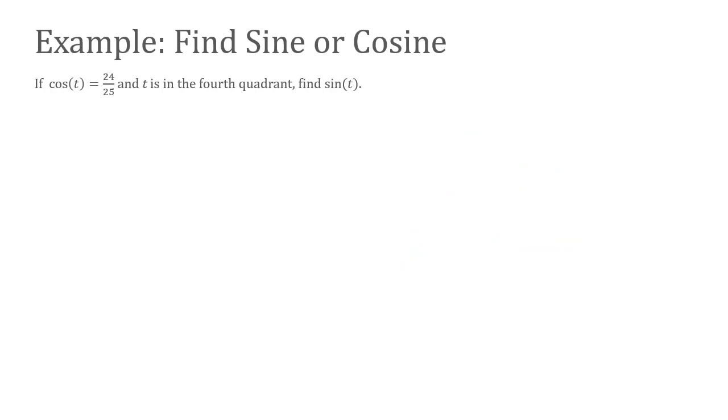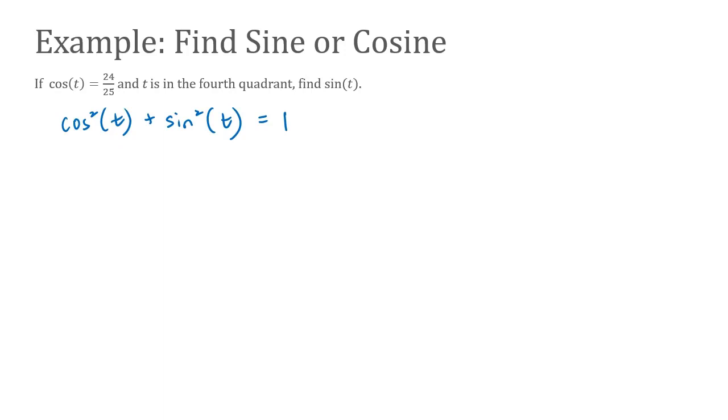Now we have another way of finding the sine or cosine of an angle. So let's go back to an example that you may have seen me work out previously, where the cosine of t was equal to 24 over 25, and the angle t was in the fourth quadrant, and the instructions asked us to find the sine of t. So we're going to use the Pythagorean identity, and I would urge you as much as possible to copy that identity down, because the more you write it down, the more it might sink into your long-term memory.